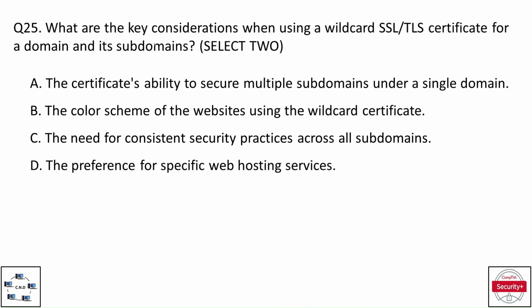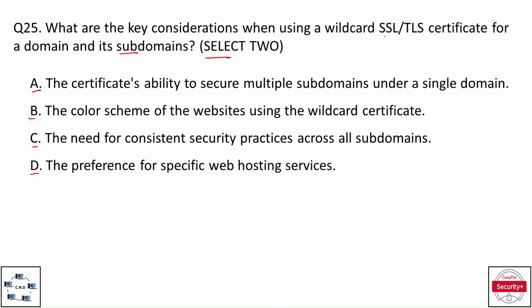Question number 25. What are the key considerations when using a wildcard SSL/TLS certificate for a domain and its subdomains? Select two options. Option A, the certificate's ability to secure multiple subdomains under a single domain. Option B, the color scheme of the websites using the wildcard certificates. Option C, the need for consistent security practices across all subdomains. And option D, the preference for specific web hosting services.